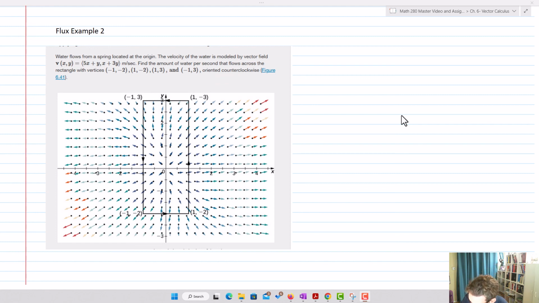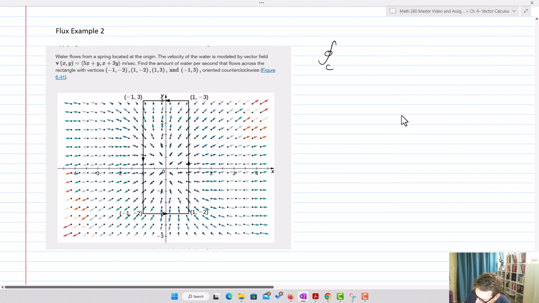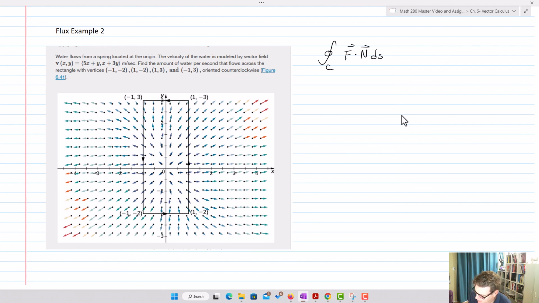Once again, we're going to be looking for the region, the curve C around it, and we're looking for the integral of F dot n ds because we are looking for the flux. And so that's going to equal the double integral of Px plus Qy dA over the region D. Now the region D is a simply connected region with counterclockwise orientation. In addition to that, it's a rectangle, so its area is going to be pretty simple to figure out.